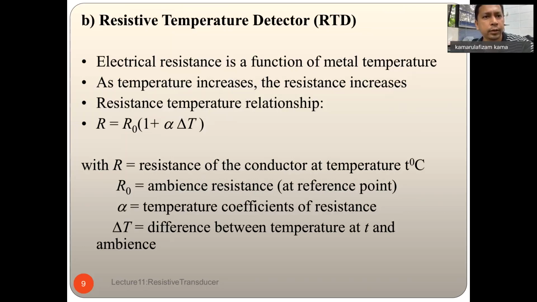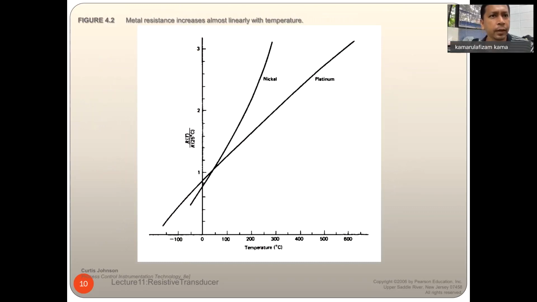Okay, this one is having some kind of reference to the ambient temperature. Okay, so this is the graph. Basically, some of them are straight and some of them are not very straight, but you can say most likely it's a linear kind of sensor.